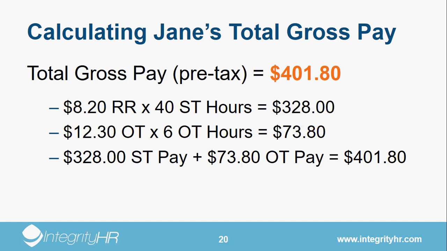We take the regular rate times 40 hours of straight time to get $328. Then we take the $12.30 overtime rate, multiply that by 6 overtime hours, giving us $73.80. And then we add the $328 of straight time pay with the overtime pay of $73.80 to give us that total of $401.80. Make sense? Makes sense to me. Awesome.